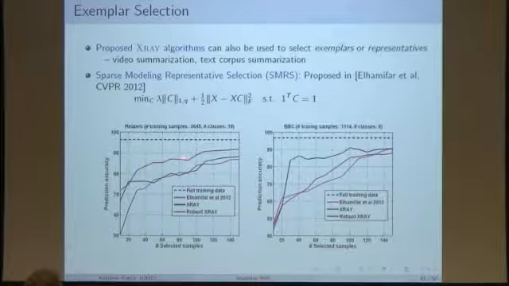On Reuters, I think robust X-ray is better than both these methods, and on BBC it turns out that the Frobenius norm version of X-ray is better than the robust version and Elhamifar.